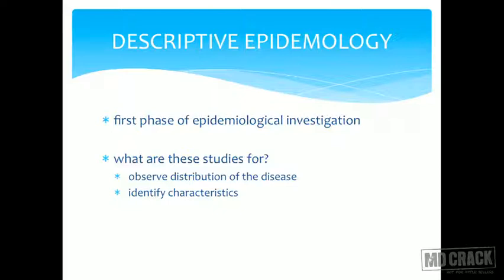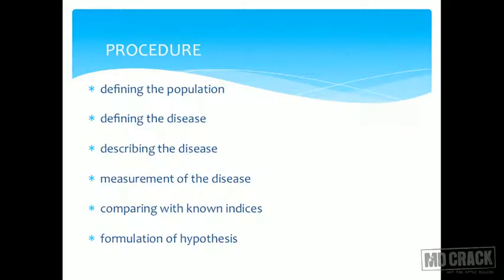I want to correlate this disease with some demographic or other parameters and find out what the disease is associated with. These are the steps of descriptive epidemiology. First of all, we define the population. Then we go ahead and define the disease. Then we describe the disease, measurement of the disease, comparing with known indices, and formulation of the hypothesis. So these are the steps in descriptive epidemiology.